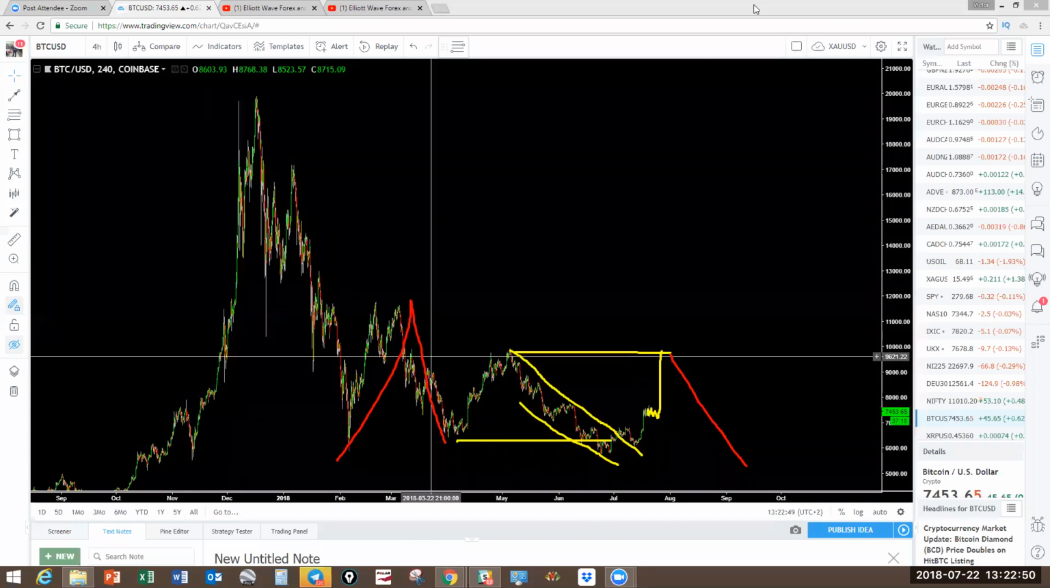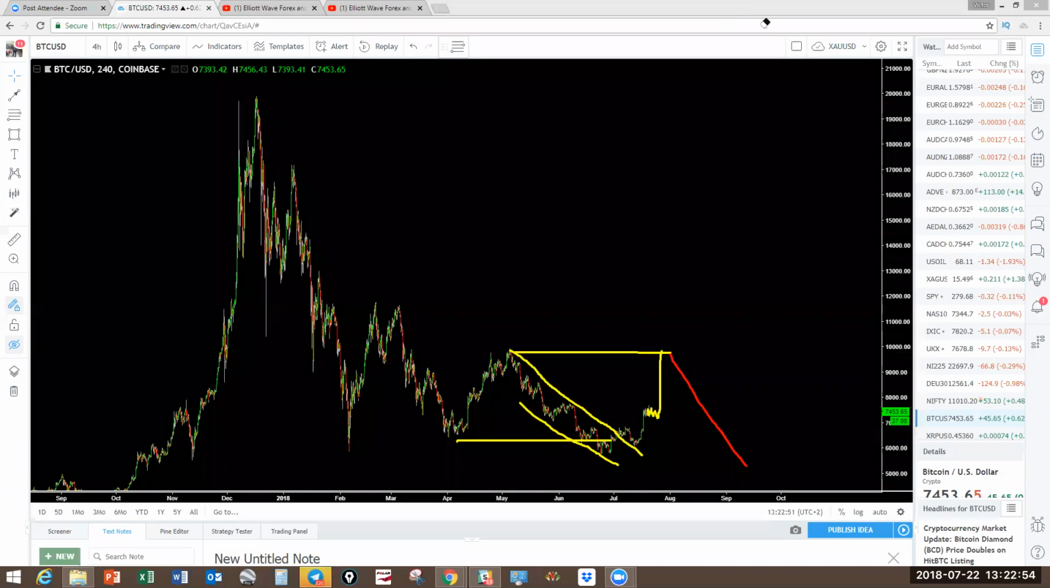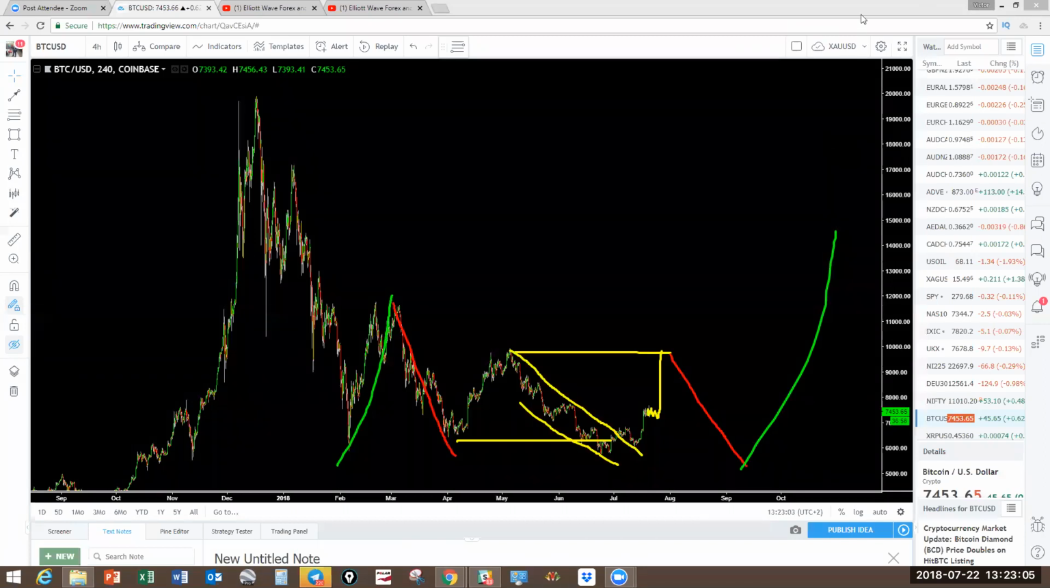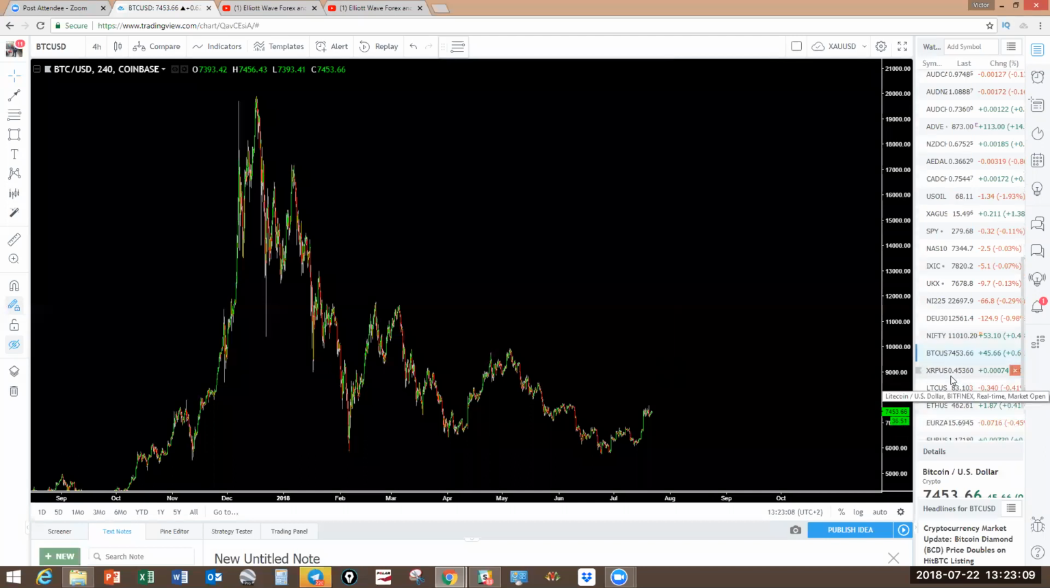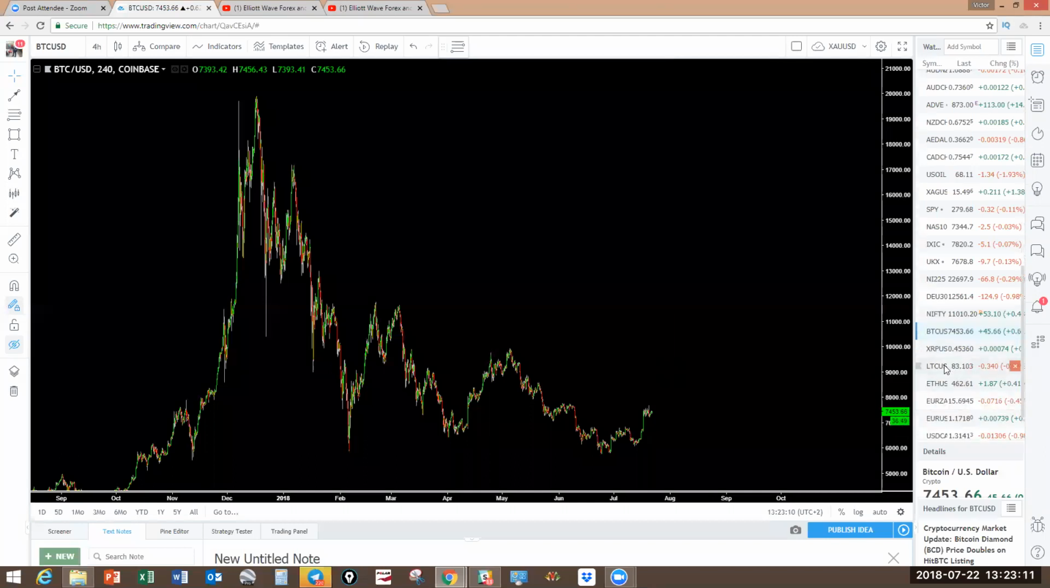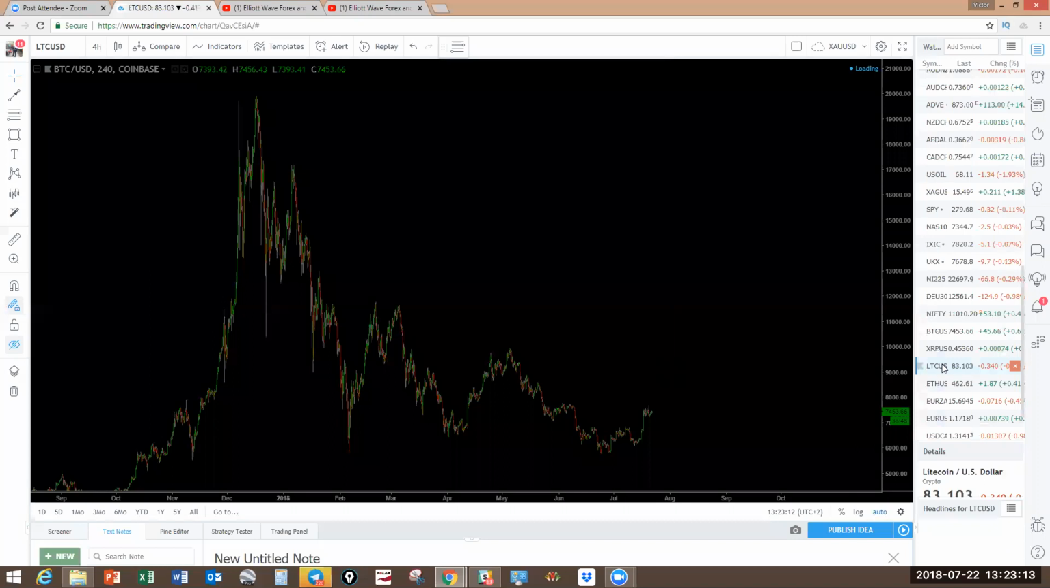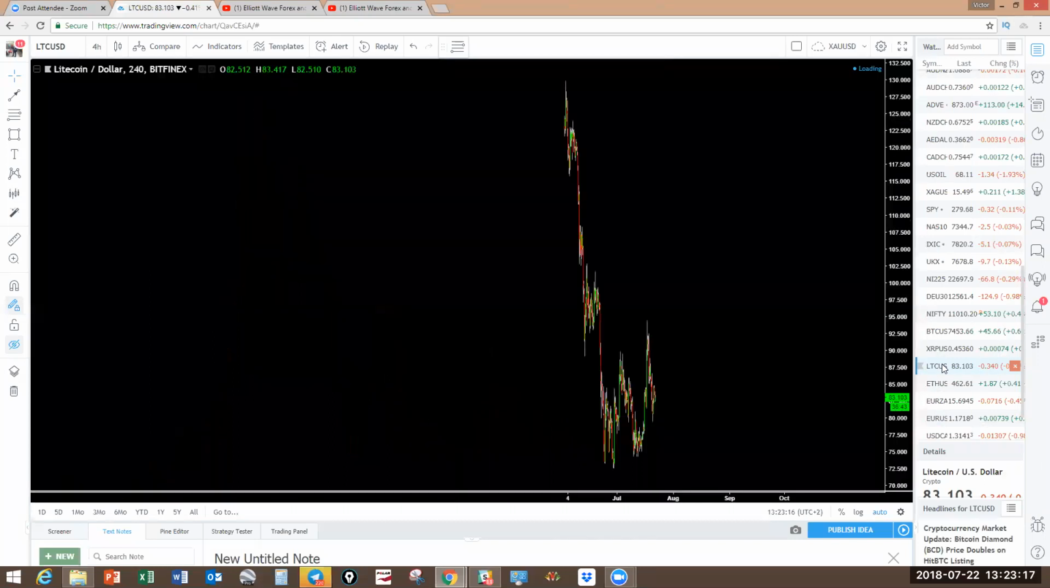So let's do that. This should be a different color. Show you green. So this will be a structure like that, a structure like that with a red over there. See, easy if you understand what wave analysis is about. Okay, so that is Bitcoin. Litecoin. Let's have a look at Litecoin.